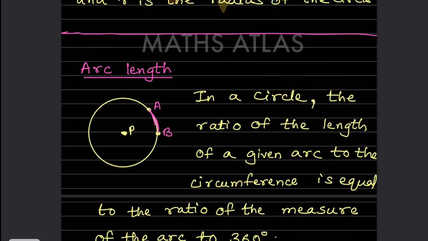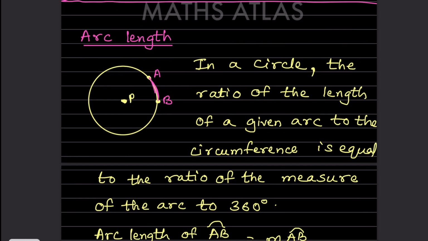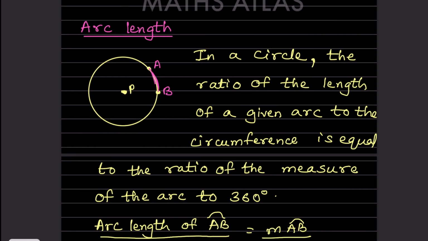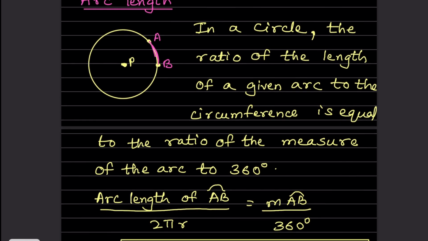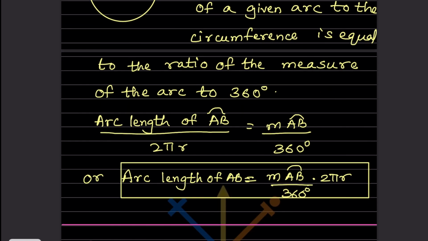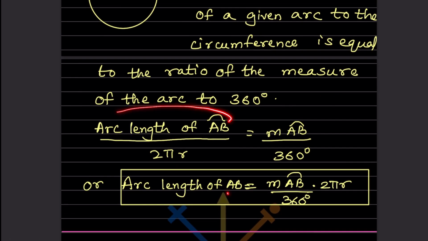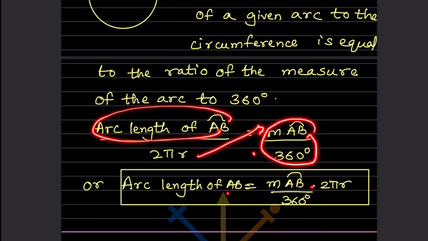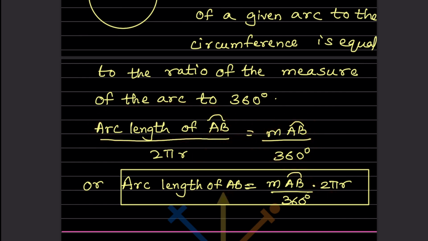Then the arc length. This is the arc length. This is the arc AB. In a circle, the ratio of the length of a given arc to the circumference is equal to the ratio of the measure of the arc to 360. So what we can write here? Arc length of AB divided by 2 pi r is equal to the measure of the arc AB divided by 360. So we can write the arc length of AB as this whole thing as it is, times 2 pi r. This dot says that is multiplication.